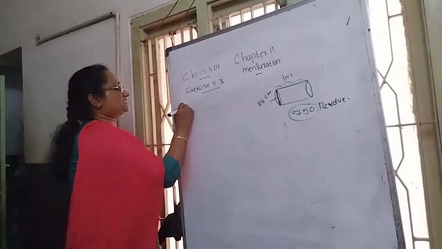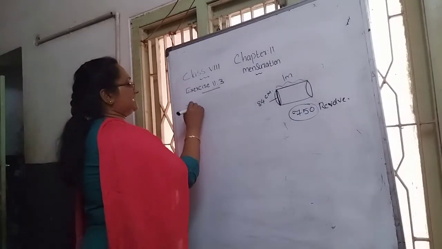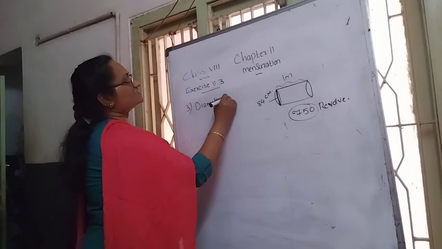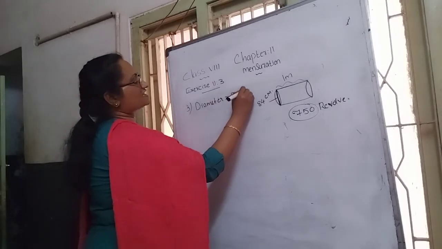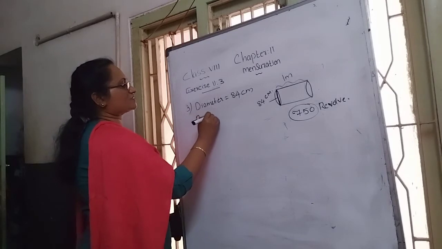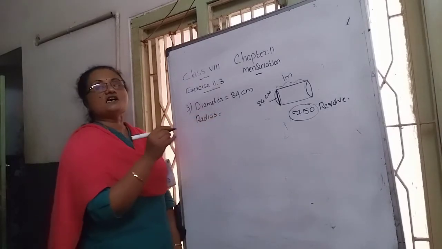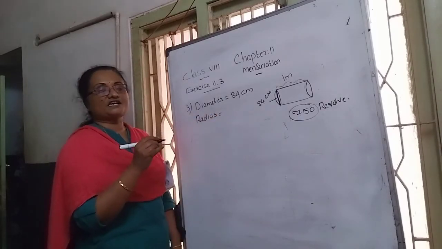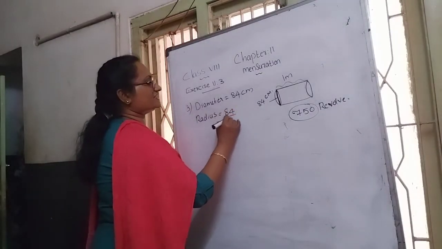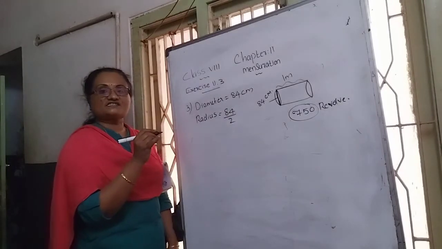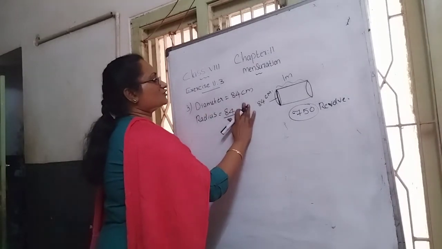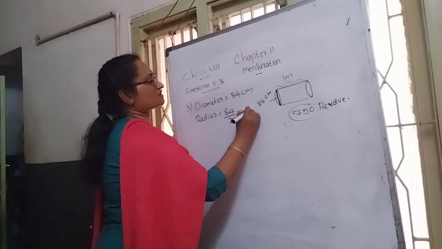We start with the diameter given. The diameter of the roller is 84 centimeter. Convert it to radius. Why do we convert it to radius? Our formulas are in radius only, not diameter. The relation between radius and diameter: radius is half of the diameter. Half of 84 comes to be 42 centimeter.